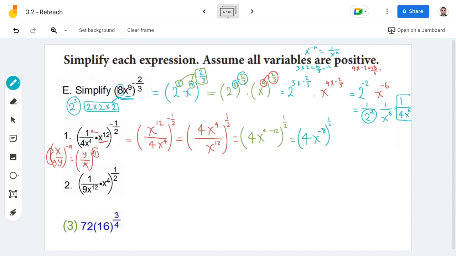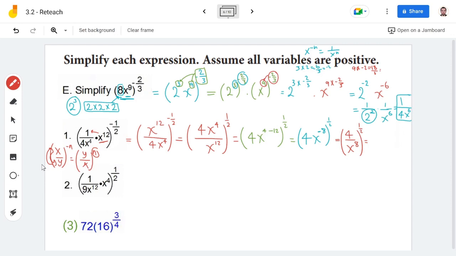Okay. Now let's simplify more. So as you can see here, 4x to the power of negative 8. Now x to the power of negative 8, we can write it as 4 over x to the power of 8, all of that to the power of half. Now, what do you think we can do here? Can we distribute the power? Yes, we can distribute the power half to the 4 and to the x to the power of 8.